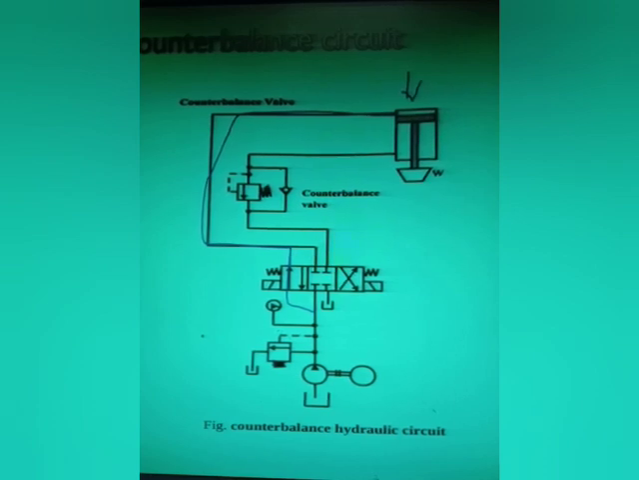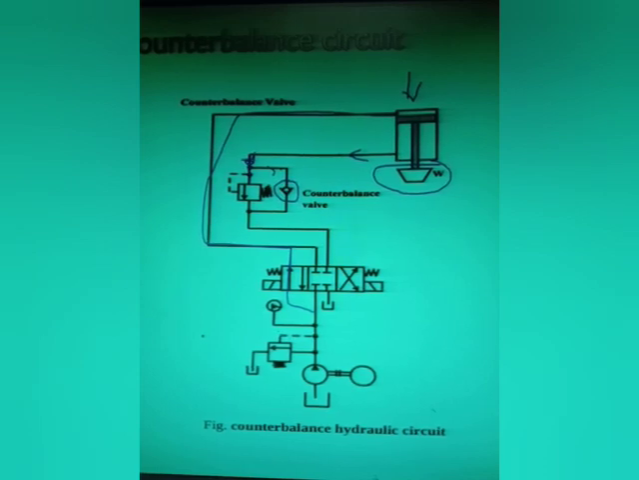But when coming downward, I want to balance this weight. Suddenly this weight should not come downward. For balancing this weight, what happens? Whatever oil is coming from here, I am providing some restriction to this oil. And how am I providing the restriction? Because I provided the counterbalance valve here. Whatever oil comes from here will not move through this counterbalance valve because this valve is closed. This oil will not move through this check valve because this check valve is also closed.